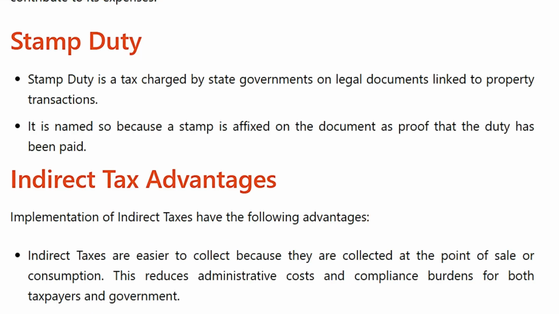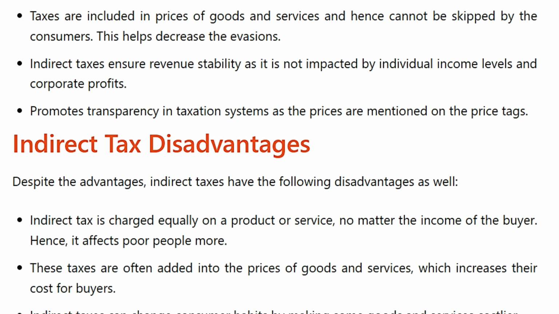Indirect taxes are easier to collect because they are collected at the point of sale or consumption. This reduces administrative costs and compliance burdens for both taxpayers and government. Taxes are included in prices of goods and services and hence cannot be skipped by the consumers. This helps decrease evasion. Indirect taxes ensure revenue stability as it is not impacted by individual income levels and corporate profits. Promotes transparency in taxation systems as the prices are mentioned on the price tags.